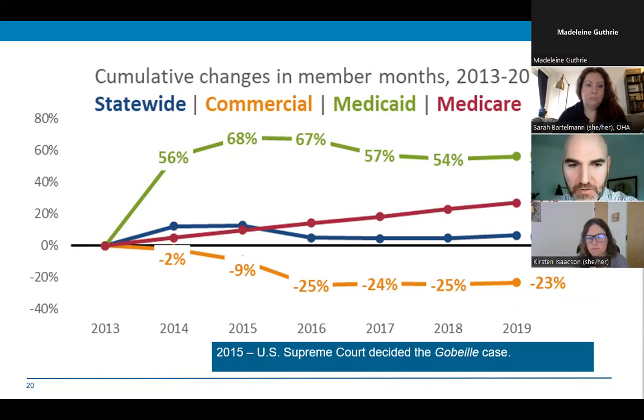The commercial story is really interesting as well. You'll see in 2014, a slight decrease, only 2%. I'm looking at the orange line. Slight decrease of number of member months of people enrolled. But then in 2015, 2016, a really big steep drop off of individuals. That's because in 2015, the US Supreme Court decided a really important and impactful case called the Gobeille decision. And that resulted in some carriers with what's called an ERISA plan no longer being required to submit data to the All Payer All Claims database.